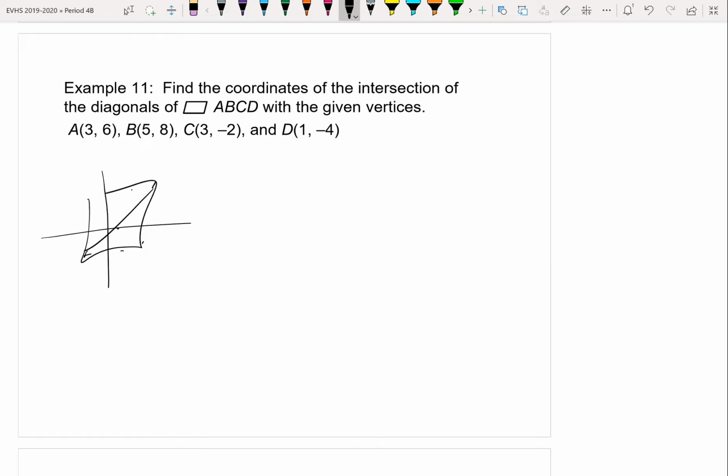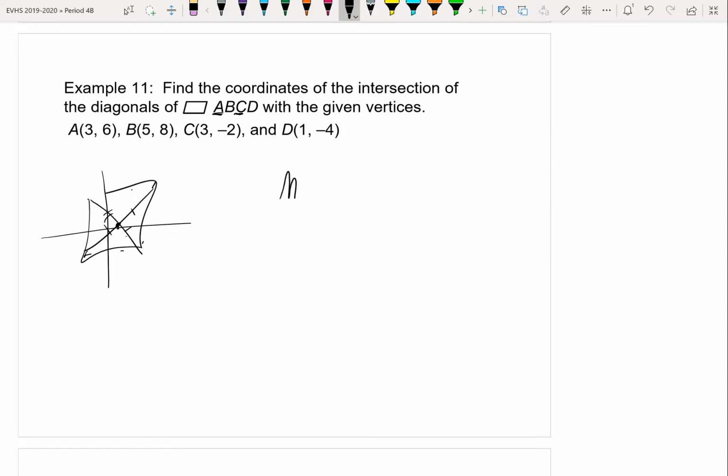Here's the thing, though. We always name around the outside, which means that A and B have to be consecutive angles. So that in particular means that A and C are opposite. So a diagonal will go from A to C. So all I have to do is find the midpoint of segment AC, and boom, that's the intersection of the diagonals, because I know that midpoint is right where those two diagonals meet.